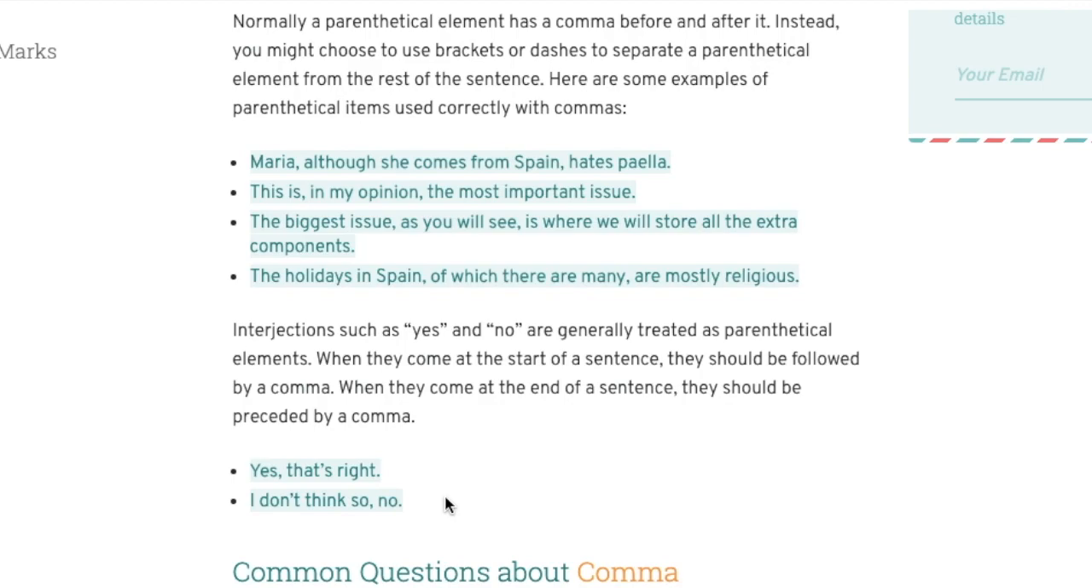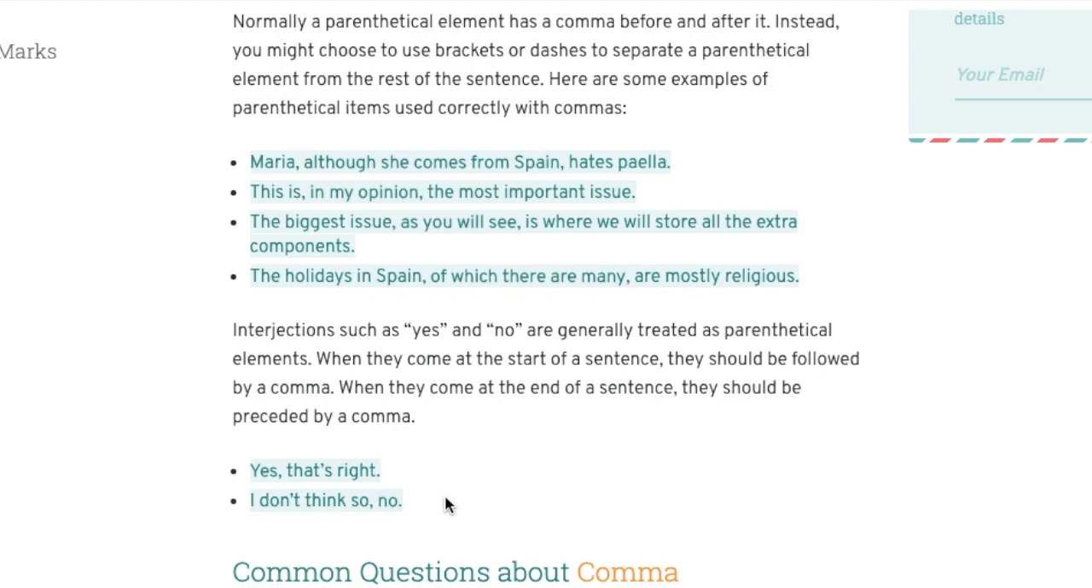Okay? So interjections such as yes and no are generally treated as parenthetical elements when they come at the start of a sentence. They should be followed by a comma. When they come at the end of a sentence, they should be preceded by a comma. So yes, comma, that's right. I don't think so, no.